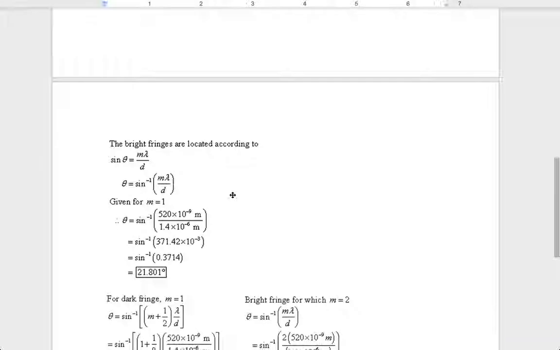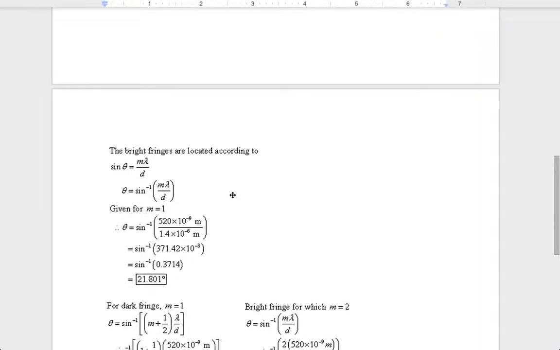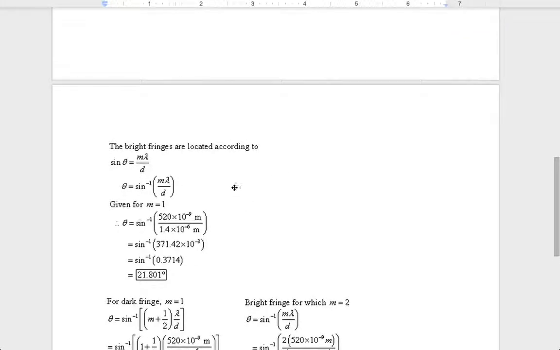And then for bright fringes, the process is a little different. It's a slightly different formula. For bright fringes, sine of theta simply equals m multiplied by the wavelength divided by the distance. For this one, we have m equals 1, which is convenient. So you just do the wavelength, 520 times 10 to the negative 9 meters, divided by the distance, 1.4 times 10 to the negative 6 meters. Once you have that, you'll get 371 times 10 to the negative 3. Then you do the inverse sine of that number, and you'll get 21.8 degrees.